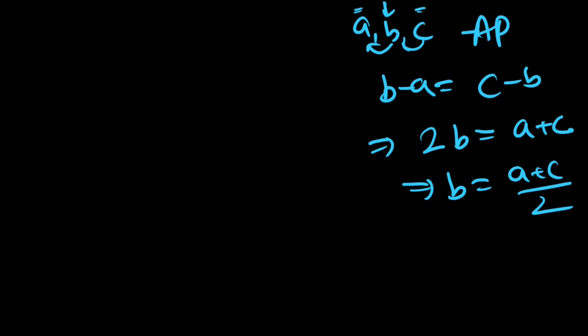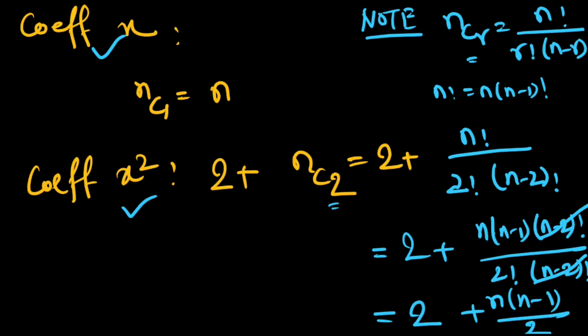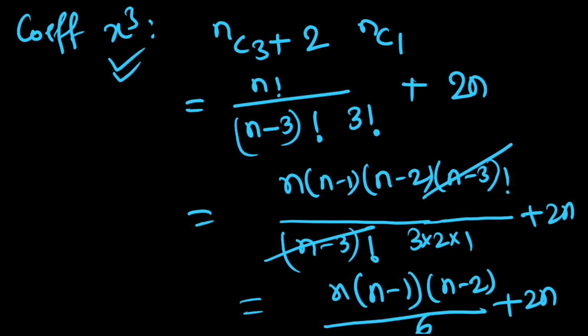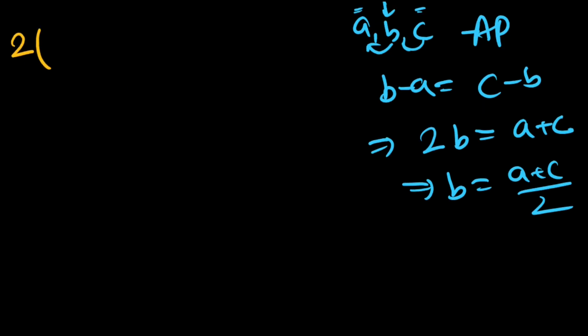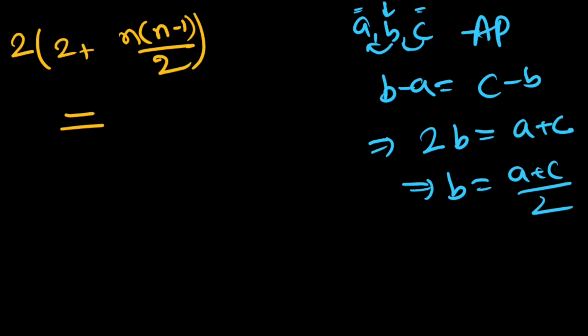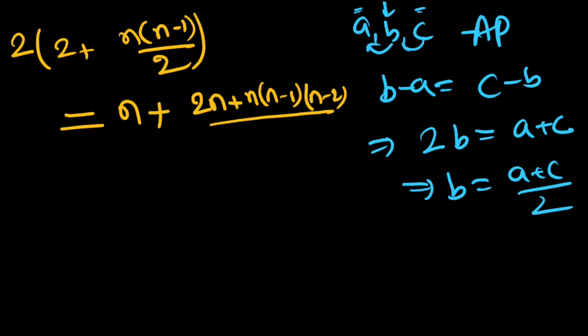So using this condition on these three numbers, the coefficient of x, the coefficient of x square and the coefficient of x cube, we get 2 times the coefficient of x square, the second number, which is 2 plus n into n minus 1 over 2, is equal to the first term n plus the third term, 2n plus n into n minus 1 into n minus 2 over 6. Now we calculate this equation.